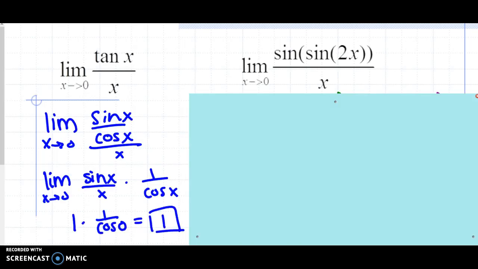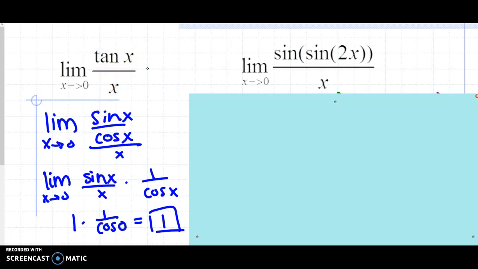To check, I think this first one was rather simple. We know the tangent of x is sine of x over cosine of x. If I group the sine of x over x and the 1 over cosine of x, well, I know that this limit as x approaches 0 is just 1. This I can use direct substitution, and I get that this total limit is 1.